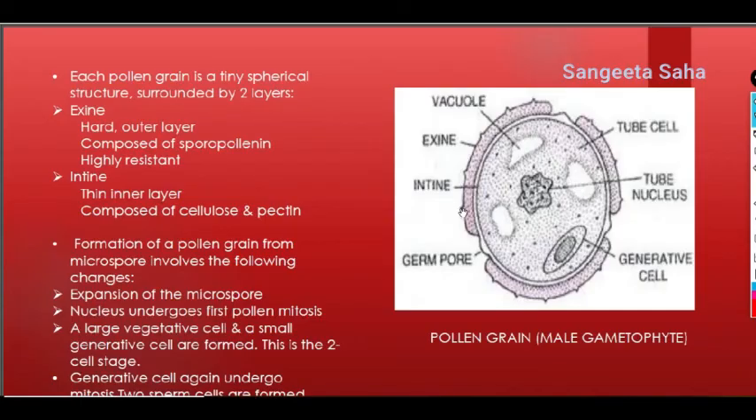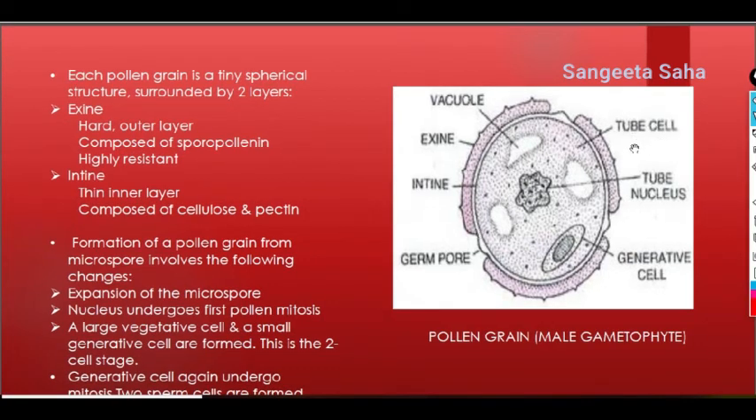Now, the pollen grain absorbs water and nutrients from the stigmatic secretion through its germ pore. The tube cell enlarges and comes out of the pollen grain through the germ pore or the germ furrows to form a pollen tube. This pollen tube secretes hydrolytic enzymes so that it can create a passage through the style of the female part. Now, the tube nucleus descends to the tip of the pollen tube, and the generative cell divides into two non-motile male gametes.